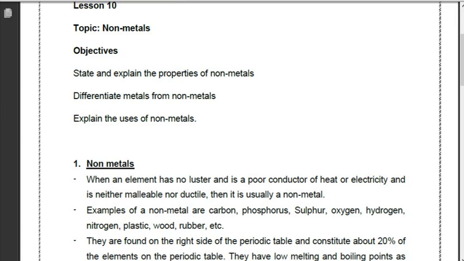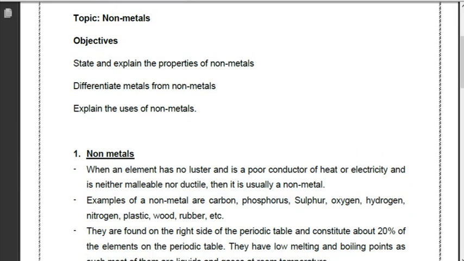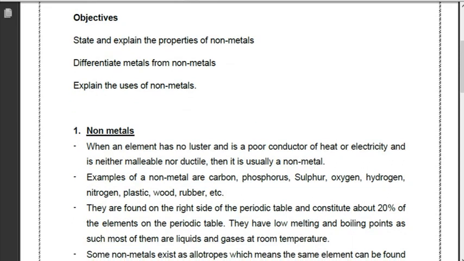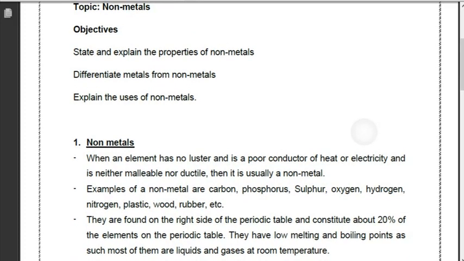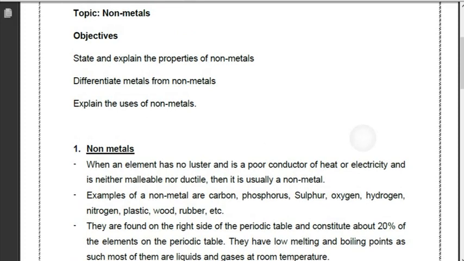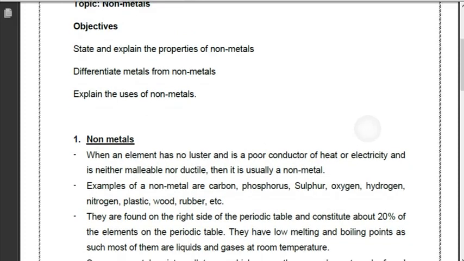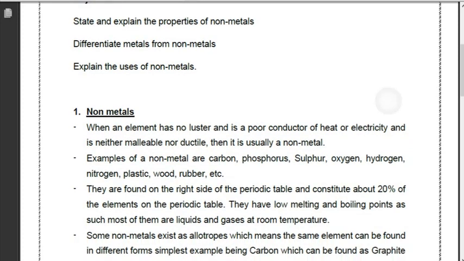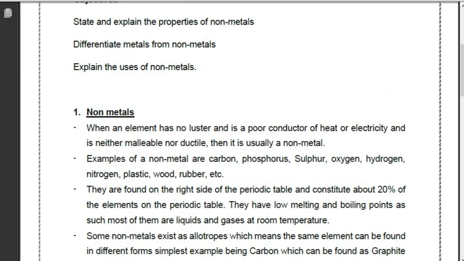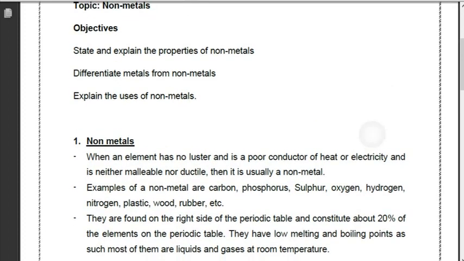So the objectives for this lesson. By the end of this lesson, we'll be able to state the properties of nonmetals and even describe them. We'll also be able to differentiate metals from nonmetals, from the physical properties and maybe from the chemical properties. And explain the uses of nonmetals. So by the end of the lesson, we should be able to do these three outlined objectives.